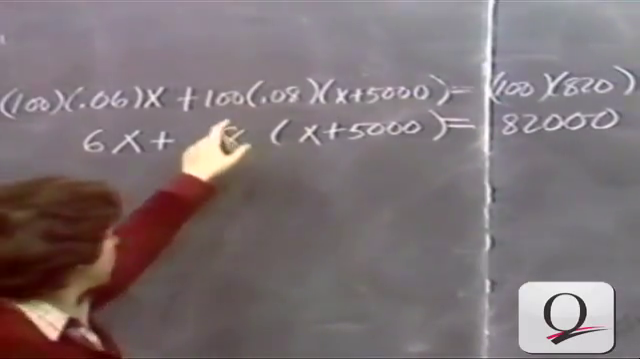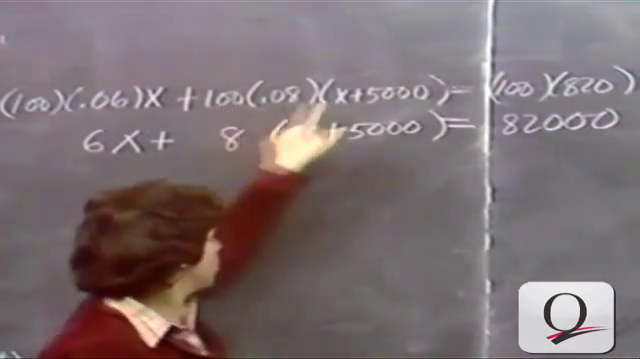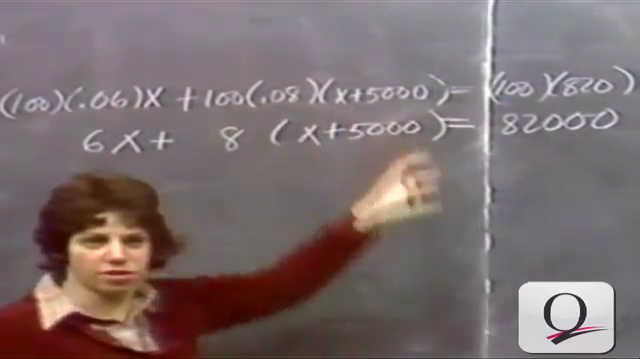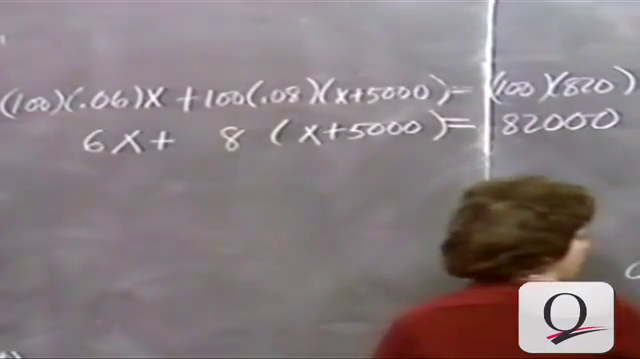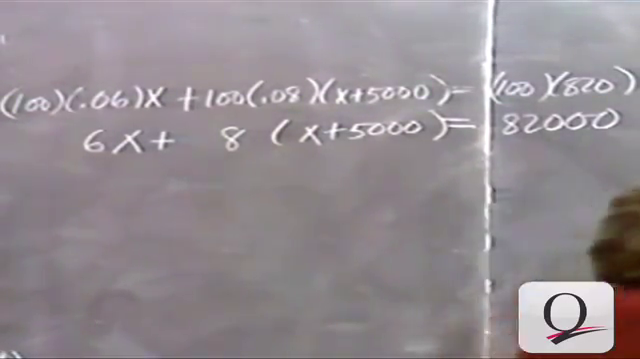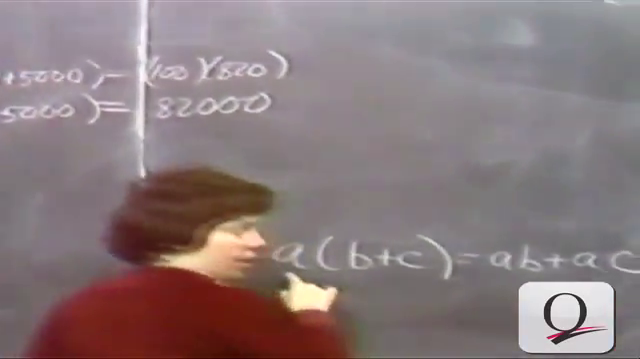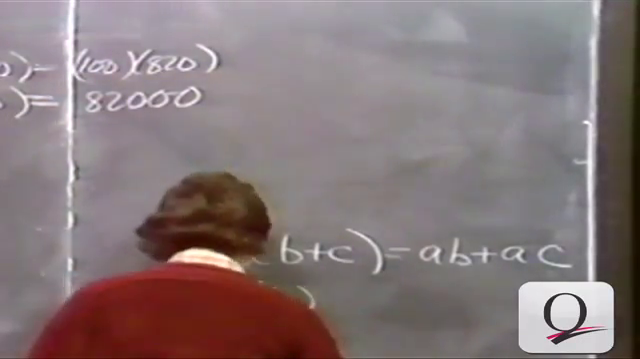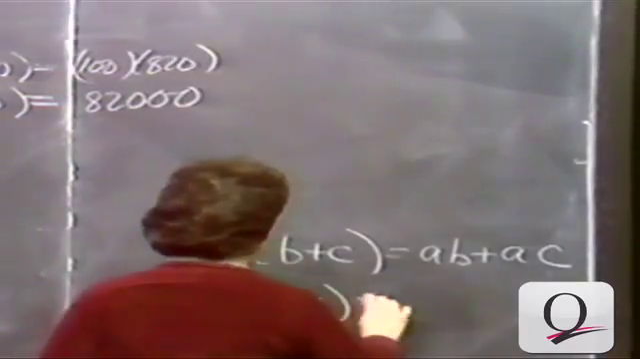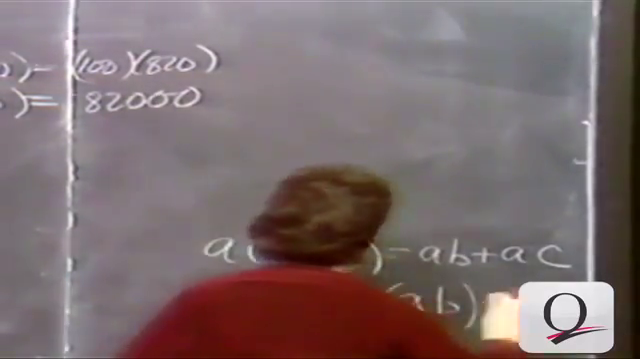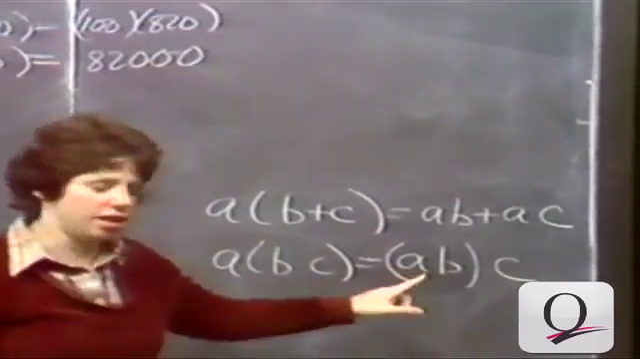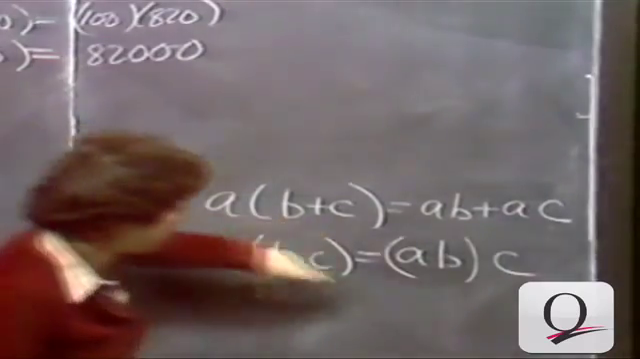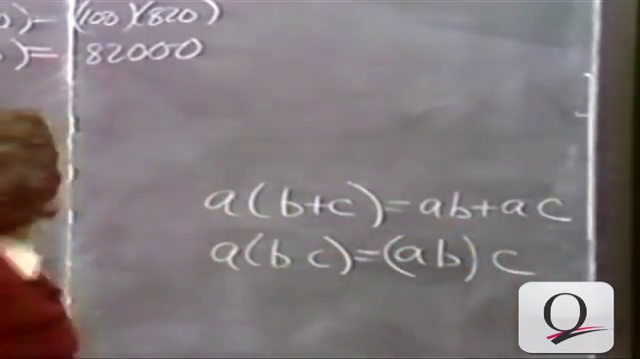Don't make the mistake of multiplying the 0.08 by 100 and also putting 100 in here. You do not distribute the 100 through these parentheses. Remember, a times b plus c: here you distribute, a times b plus a times c. But if it was a times b times c, this is ab times c. It's not ab times ac. The 100 gets multiplied by the 0.08, and that's it. And then you multiply the result, that's the 8, by the x plus 5,000.